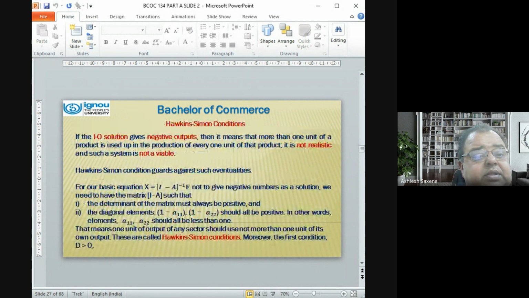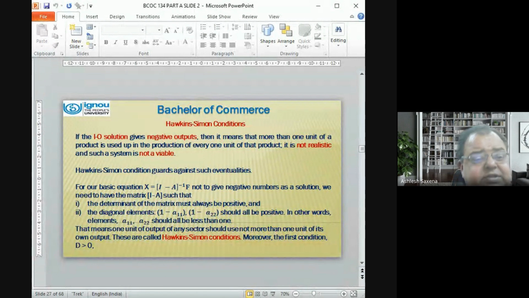Then comes your Hawkins-Simon condition. If the IO solution gives negative output, the output of the product cannot be used up in the production of every one unit of that product. And it is not realistic and such a system is not viable. So your production cannot be met.